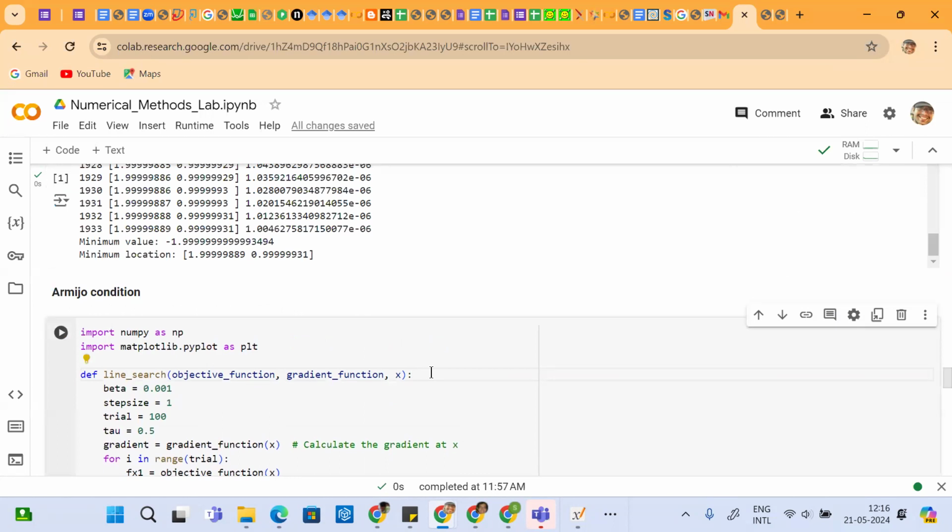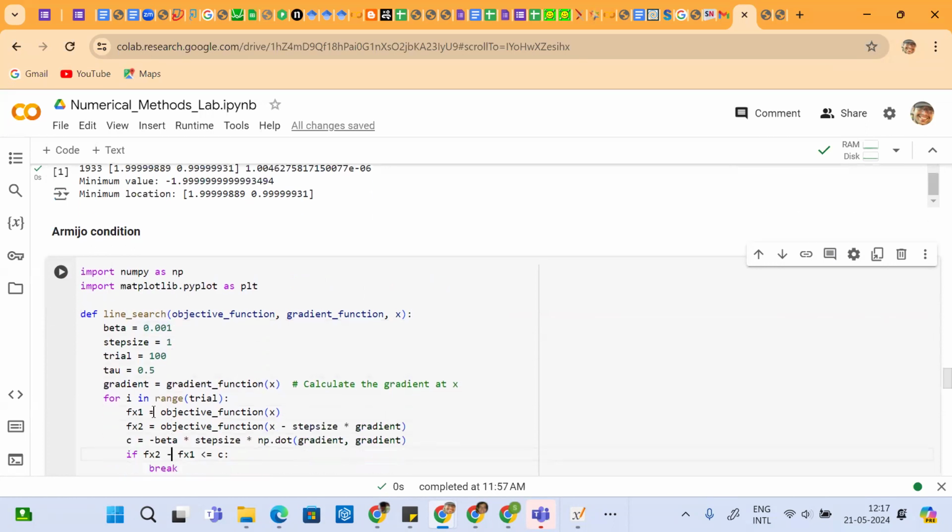So what we are doing here is the line search algorithm. Don't worry about it. This function fx1 is the objective function, and this is x minus step size times gradient. This is the quantity which you wrote in your notebook, check it: x of k plus beta times h times the gradient of dk. Is it the same formula?